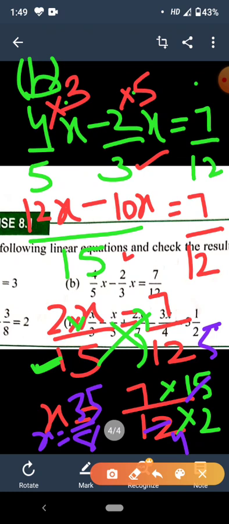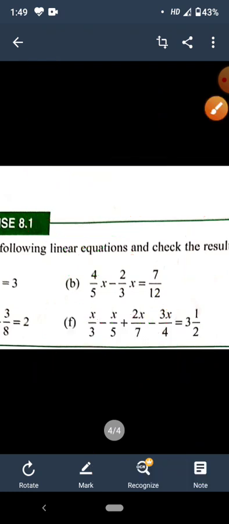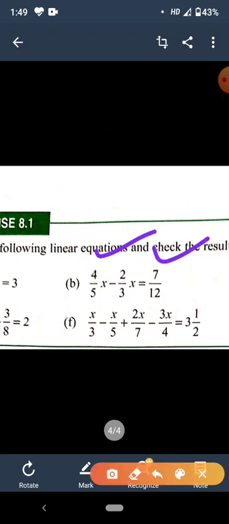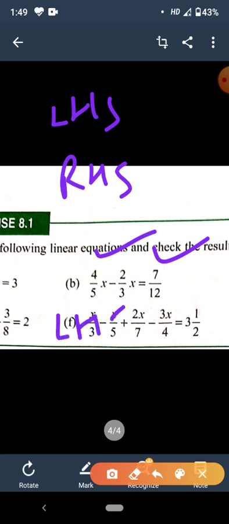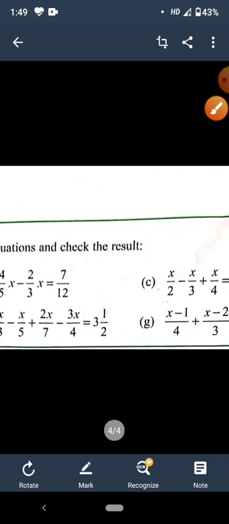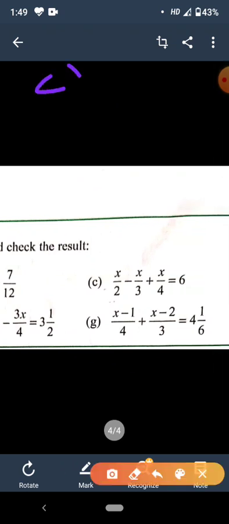You also have to check the result. So for checking you have just to put the value of x in place of x. You will put 35 upon 8. And both sides should be equal. If LHS and RHS after putting are equal, then your result is verified. Do it yourself. Now question number C.